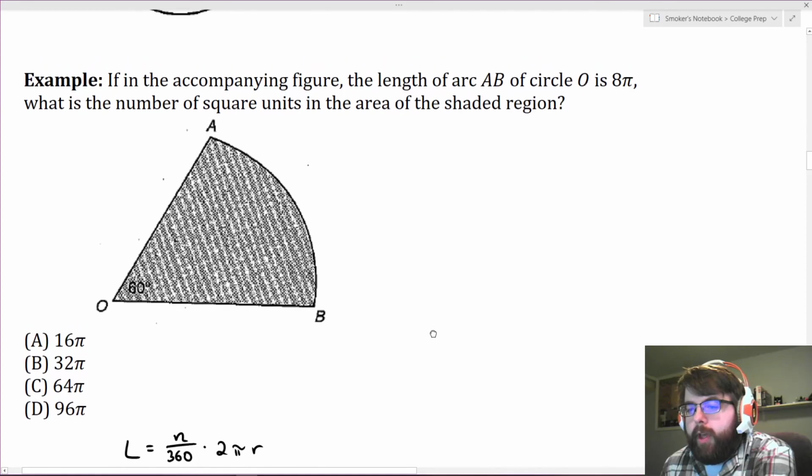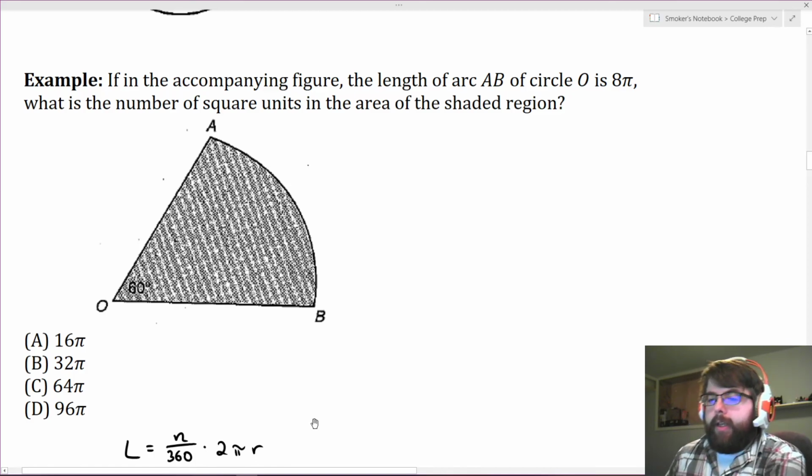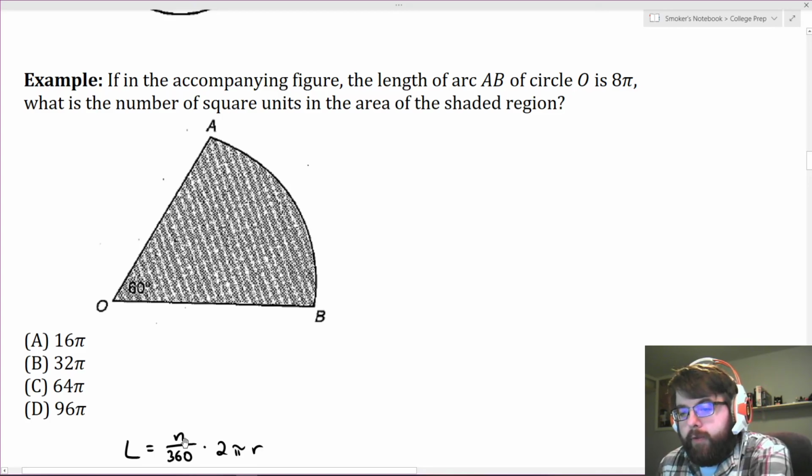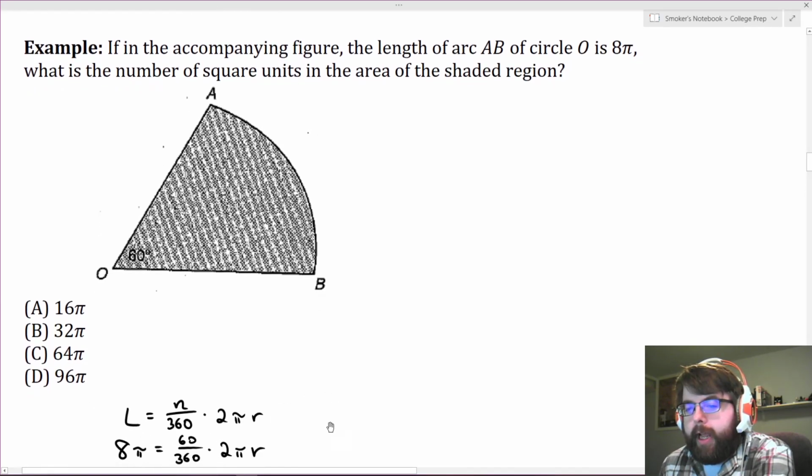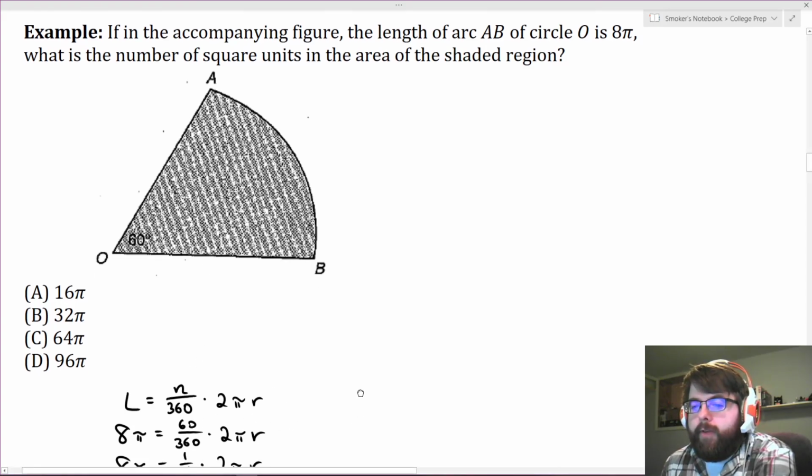But since we're given the arc length and the angle measure, we can actually find the radius using the arc length formula. Okay, so the arc length formula, L equals n over 360 times 2 pi r. I'm going to fill in 60 for n, and I'm going to fill in 8 pi for L, and I can solve this for r and find what r is. And once I find r, then I can go to the area of a sector formula and use the r that I just found, and we know that it's 60 degrees, and we can find the area of the sector.